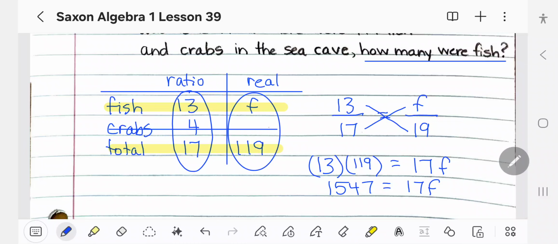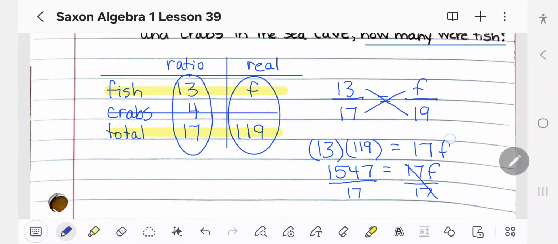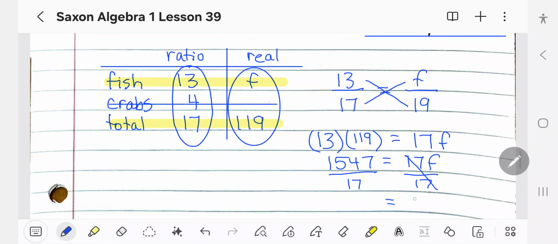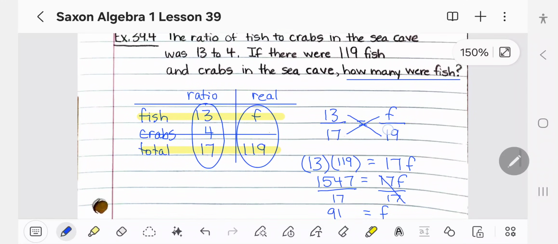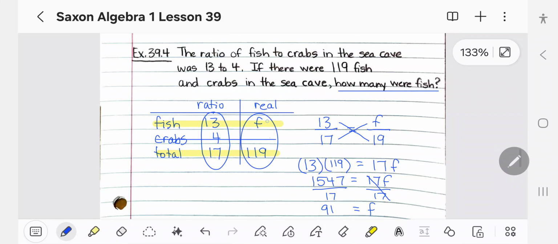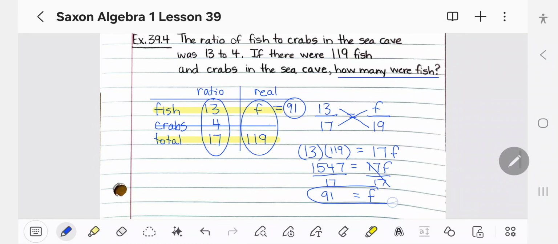Now, we're multiplying the F by 17, so we need to divide to get the F by itself. And to balance the equation, we'll go over here and divide by 17. When you do that division, you end up with 91. So what does 91 mean in this problem? That's how many fish there were. So there are 91 fish, and that's our answer for this example.